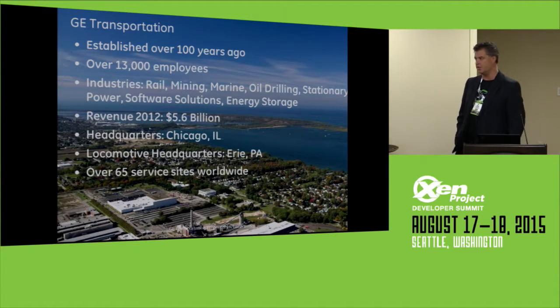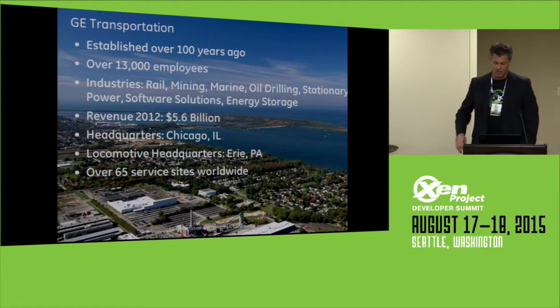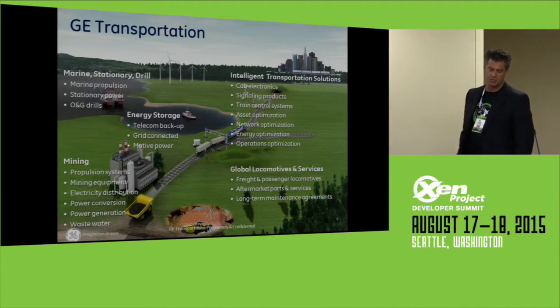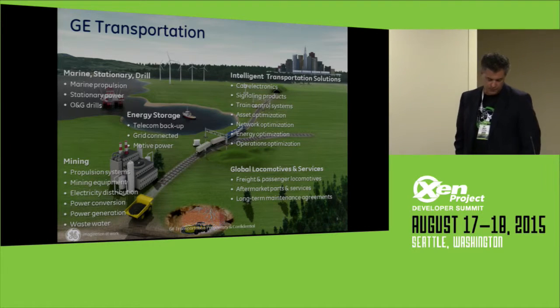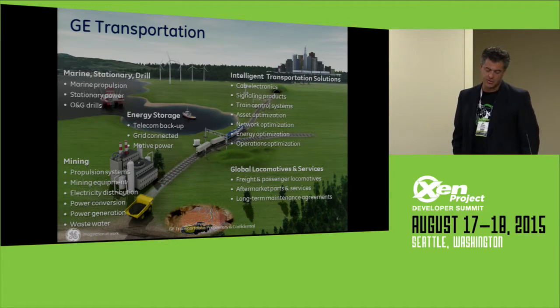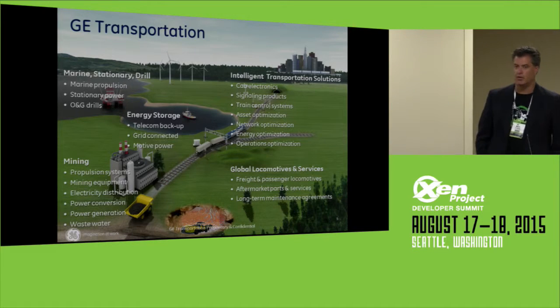The first one, I believe, was in Schenectady, New York, and then our transportation, which builds locomotives, came around third, and it was in the early 1900s. So GE Transportation has certainly been around for a long time. These are the sorts of markets that we work on. I'm a part of the upper right-hand quarter, which is called Intelligent Transportation Solutions. So we work on products that basically help automate the railroad.